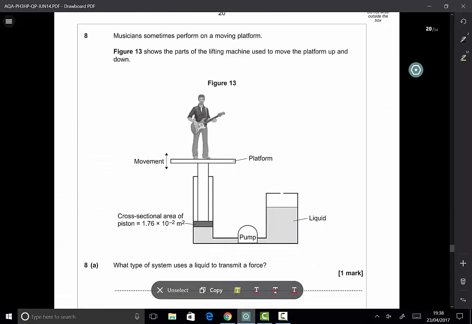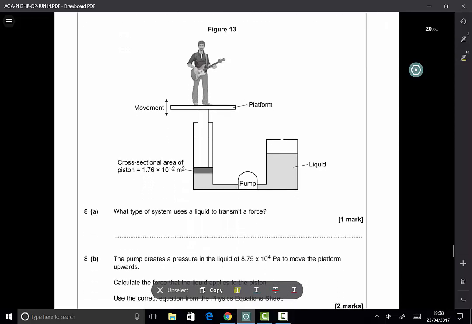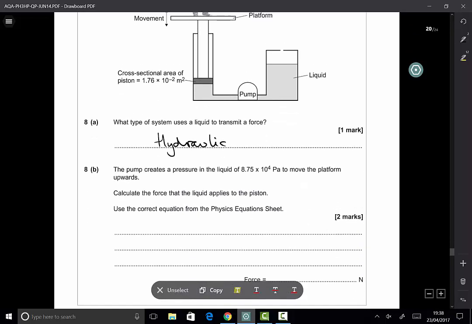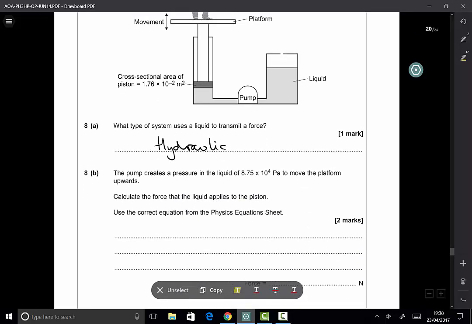Musicians sometimes perform on a moving platform. Figure 13 shows the parts of the lifting machine used to move the platform up and down. What type of system uses a liquid to transmit a force? That's called a hydraulic system. The pump creates pressure in the liquid of 8.75 by 10 to the 4 pascals to move the platform upwards. Calculate the force that the liquid applies to the piston.